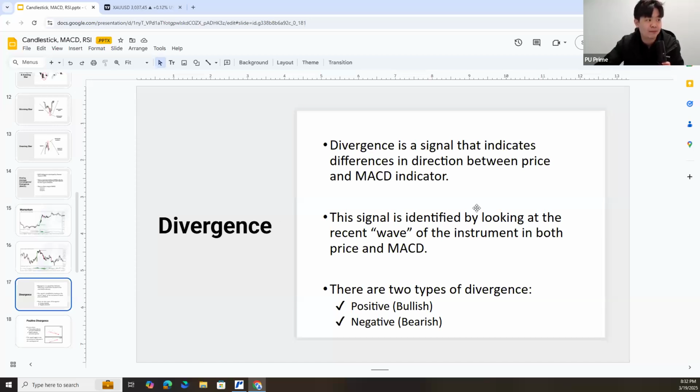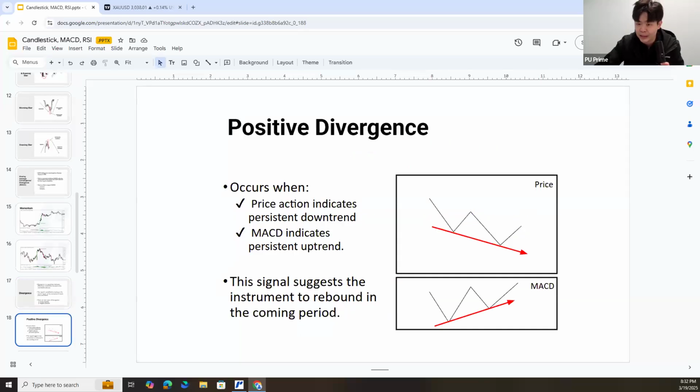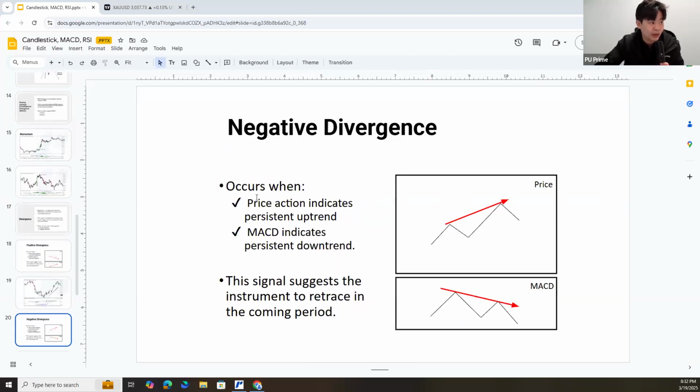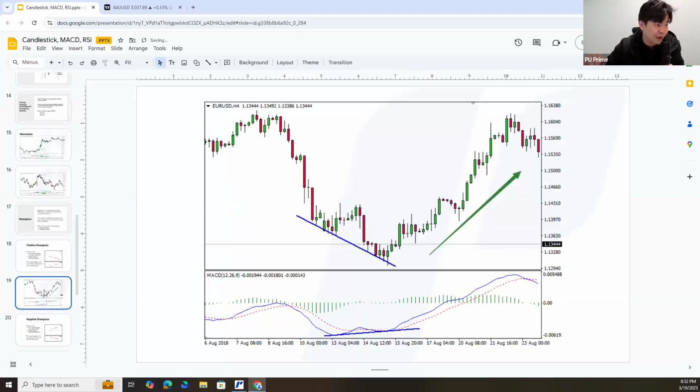So by using the divergence, you have two ways. The first way is you need to monitor on the candlestick pattern, which is the price, and then you need to monitor on the MACD. So the bullish divergence happens when you notice the candlestick pattern is going down, but MACD is going up. And a bearish divergence is when the candlestick is going up and MACD is going down. It seems very confusing, right? But let me show you a good example. When we look at the chart, everything will be much easier.